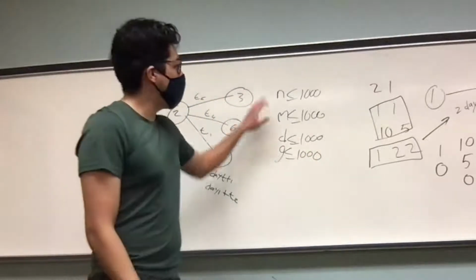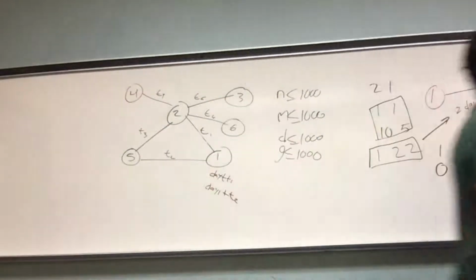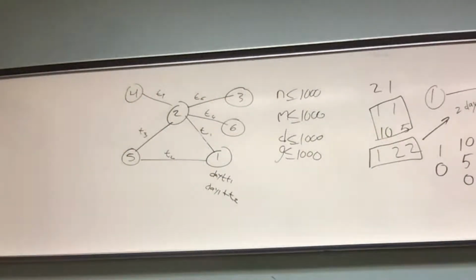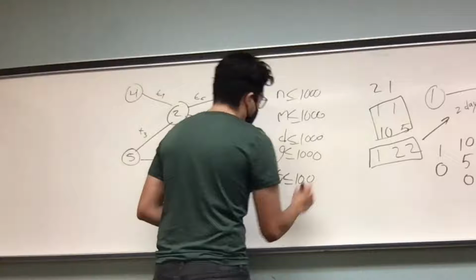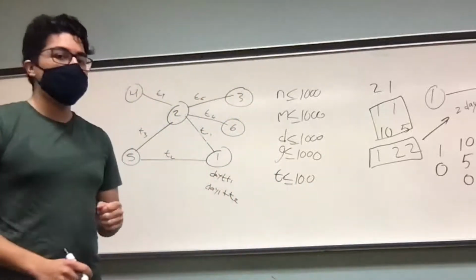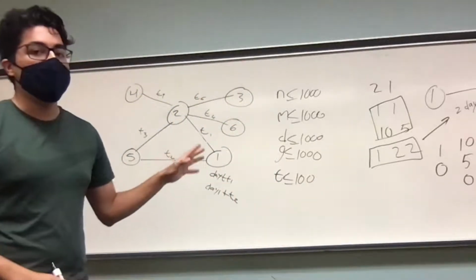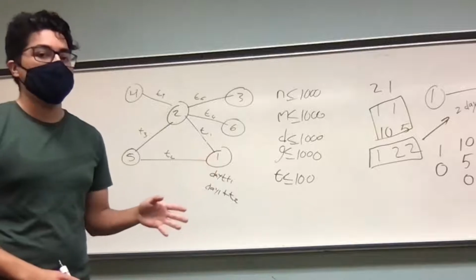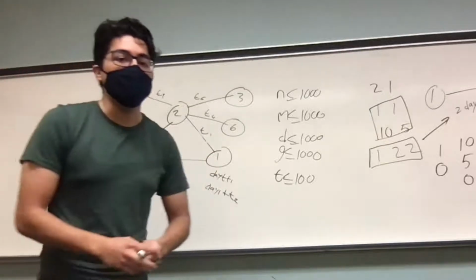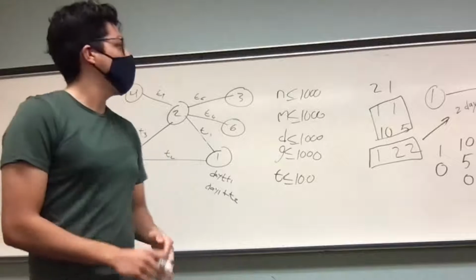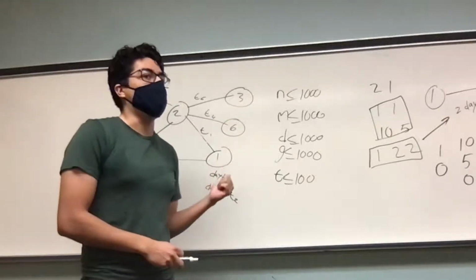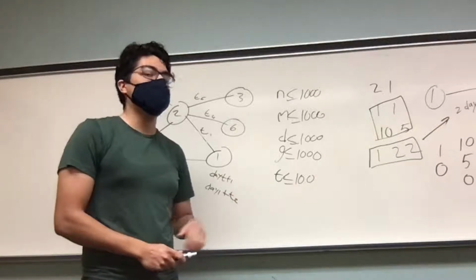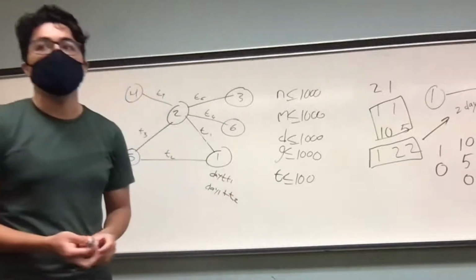Alright, so from these input parameters, I think that's it. Oh, and T is less than 100. So what's the maximum number of days we can actually stay in any given graph at worst case? I'll ask that question to the class. So given these input parameters, what's the maximum number of days you can actually stay in the mines at absolute worst case scenario? Think of what you can make.